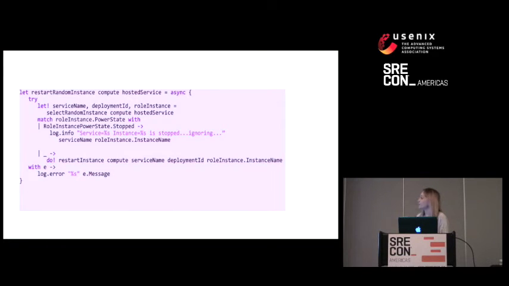So this is my restart random instance function. We use pattern matching here to see what the status of the node is. So if a node is in a bad state, if it's stopped, if there's erroring, we don't restart it, right? We're not that mean to cause further issues, but we do alert the teams like, hey, your node is in a bad state, you should check this out.